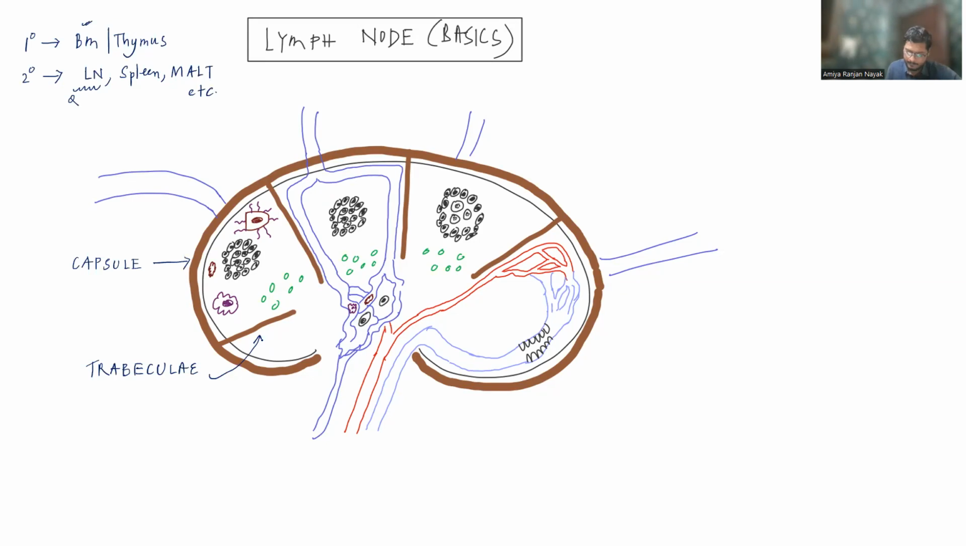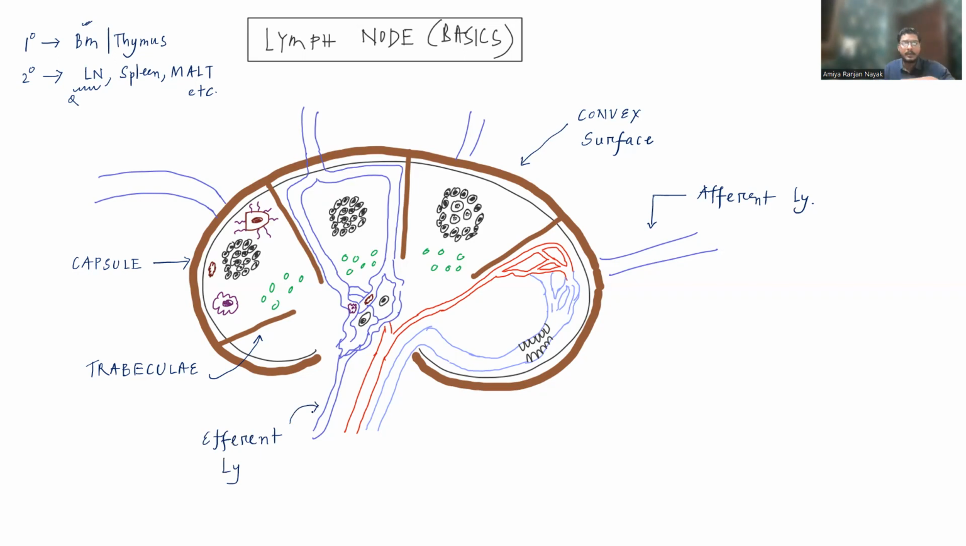Lymph nodes have a convex surface, and on the convex surface you will find multiple afferent lymphatics. Lymph flows through these afferent lymphatics into the lymph node. After circulating inside the lymph node, the lymph comes out of the lymph node through the efferent lymphatics.